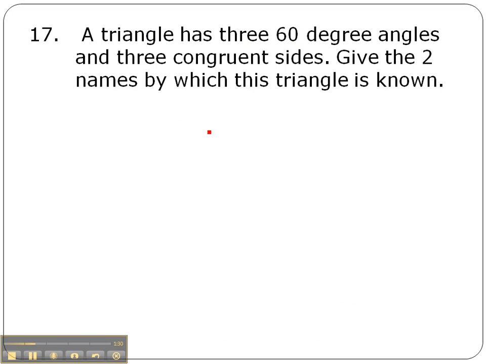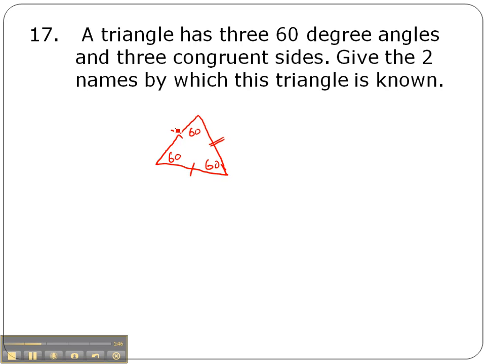Problem 17. A triangle has 3 60-degree angles and 3 congruent sides. So it would look like this. 3 congruent sides and all the angles are 60. Give the two names by which this triangle is known.